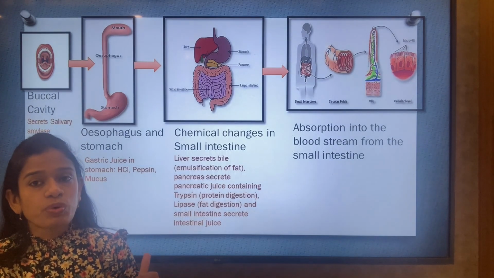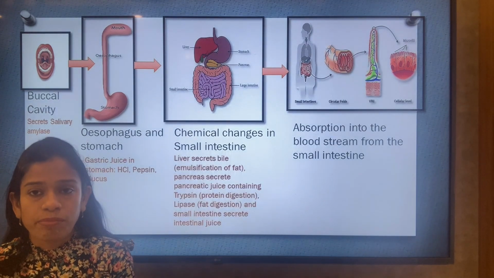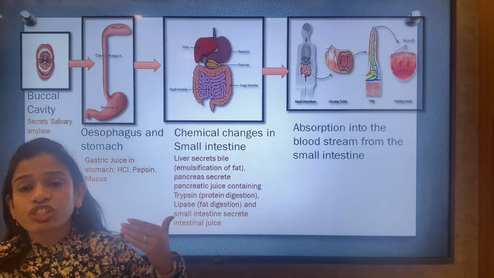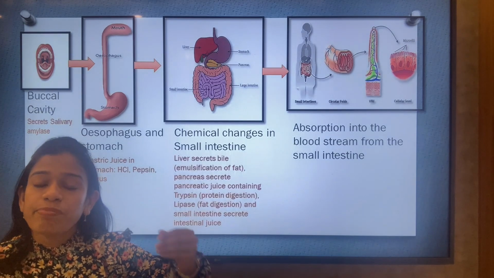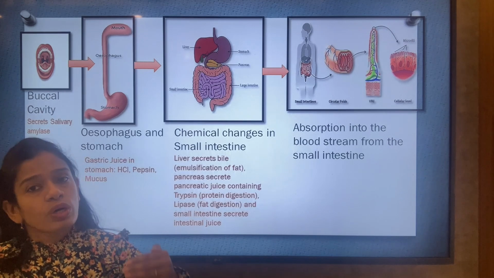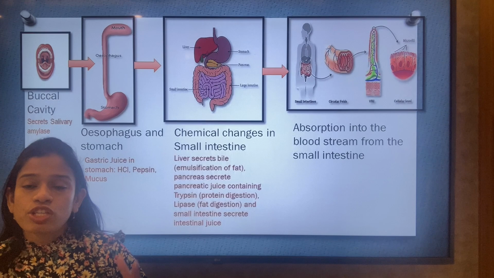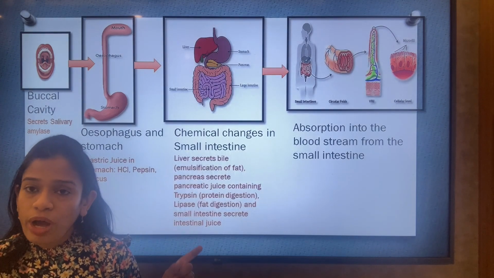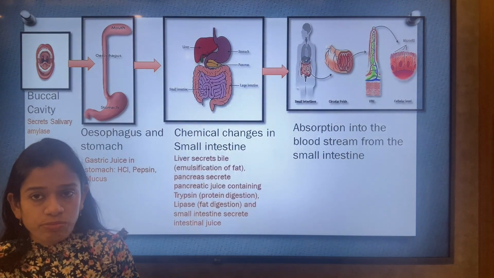And finally the mucus contributes to an inner lining of the stomach in order to protect the stomach from the action of the hydrochloric acid, because hydrochloric acid is an acid, it might cause the inner walls of the stomach to corrode. So it prevents that from happening. So in the buccal cavity there was breakdown of the carbohydrate molecules, and in the stomach there was breakdown of the protein molecules.